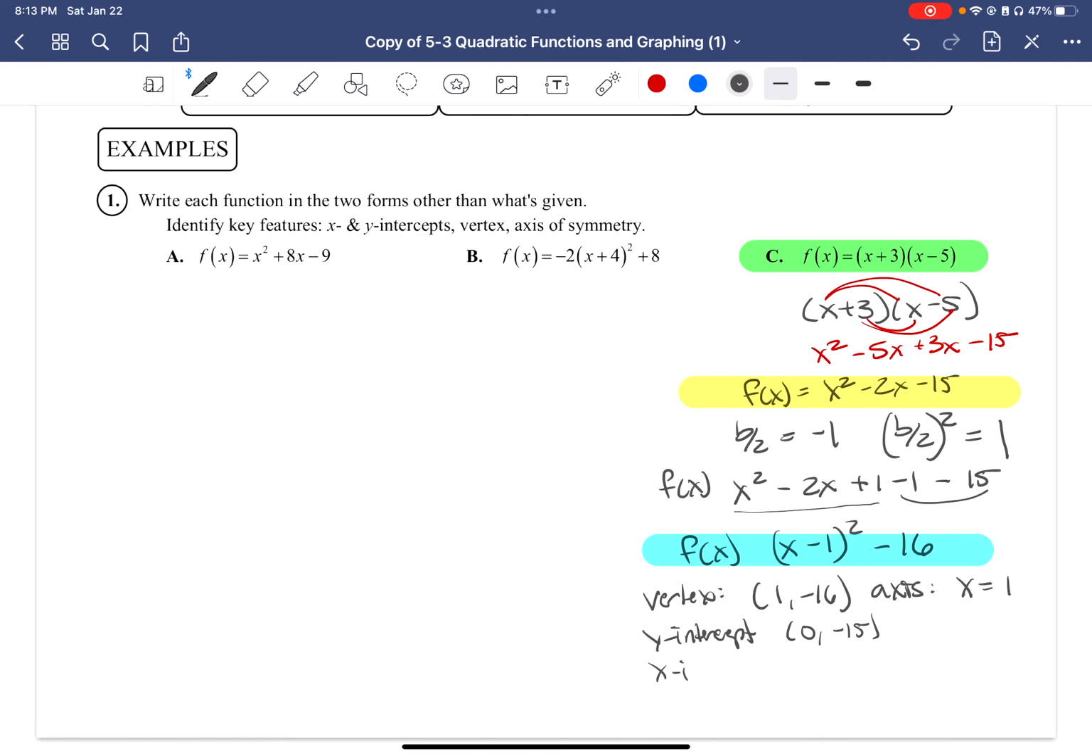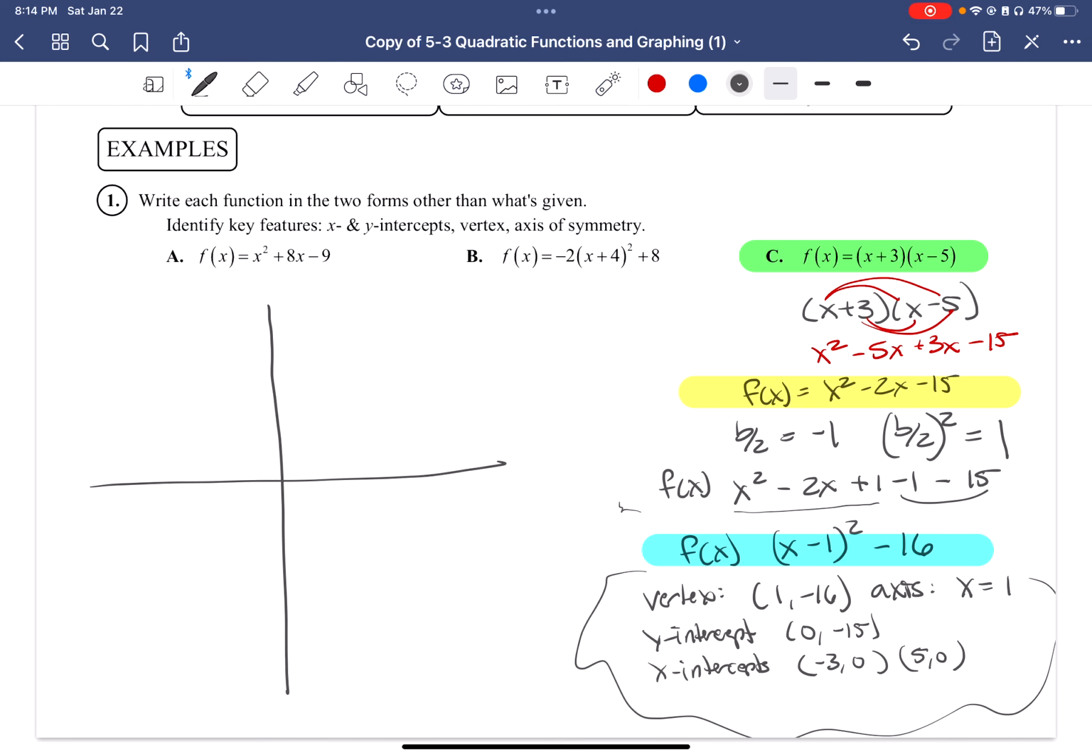Our x-intercepts, we have 2 of them. We're going to look at our p and our q, so they're going to be at the points -3, 0 and +5, 0. All right, so we have all of our information in all of our forms. So now it's time to graph it.